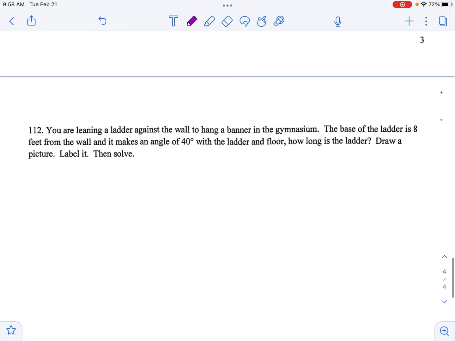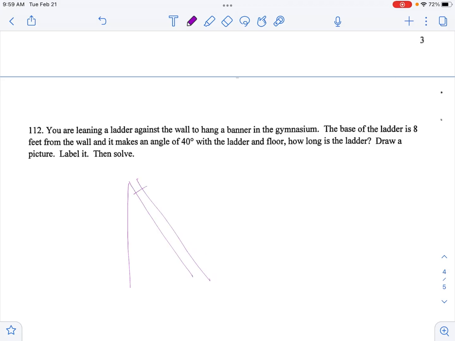All right, and then the last one. You were leaning a ladder against the wall to hang a banner in the gymnasium. The base of the ladder is 8 feet from the wall. Okay, so here's our wall to the gym. And then this is going to be our ladder, because this is how we would climb up our ladder to get to the wall.